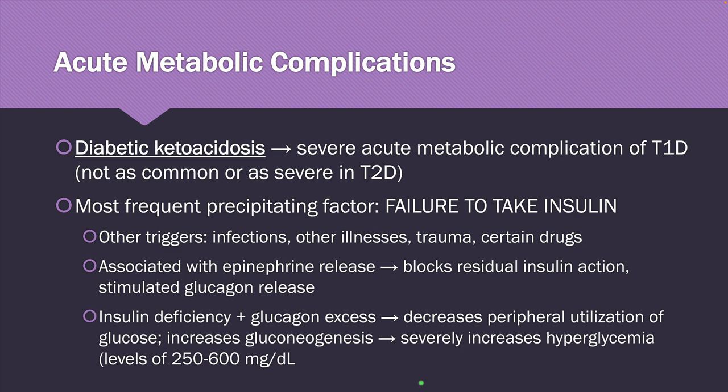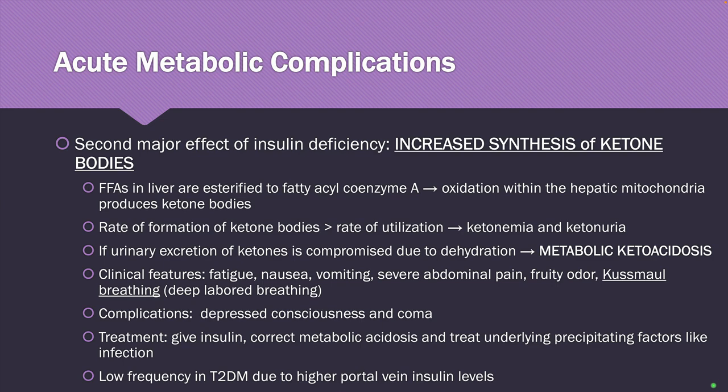And this is mainly associated with epinephrine release. Once epinephrine is released, it will block residual insulin action and stimulate glucagon release. In other words, you are promoting a hyperglycemic state as well when you have epinephrine. Okay. So, when you have insulin deficiency and glucagon excess, you have decreased peripheral utilization of glucose, increasing gluconeogenesis, and that increases your hyperglycemia to levels of 250 to 600 milligrams per deciliter. Accompanying diabetic ketoacidosis is the increased synthesis of ketone bodies. That comes with its effects.